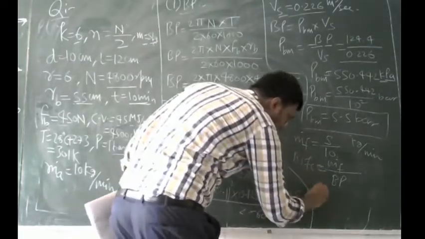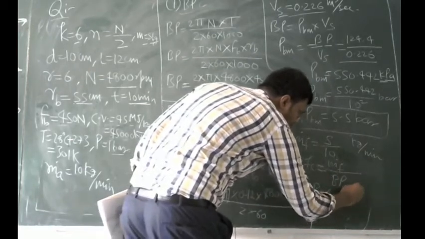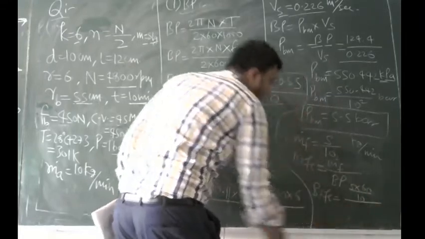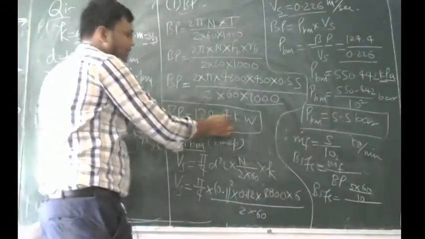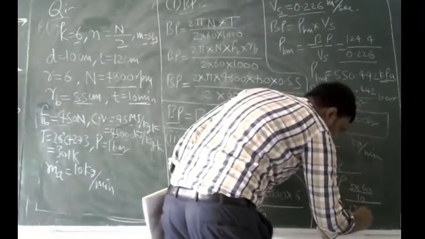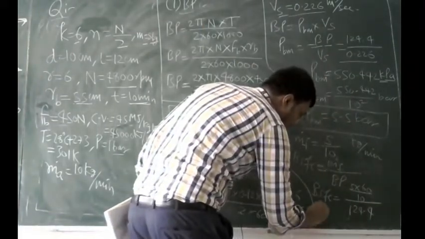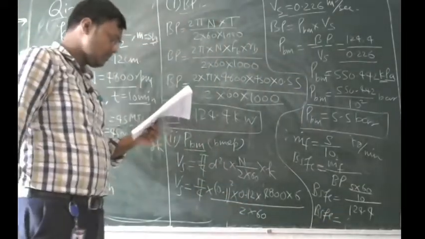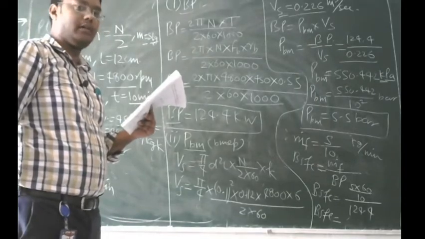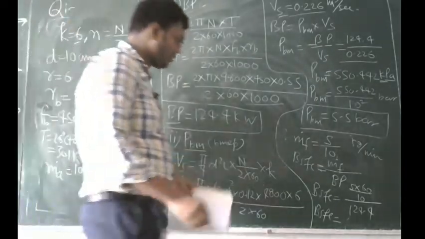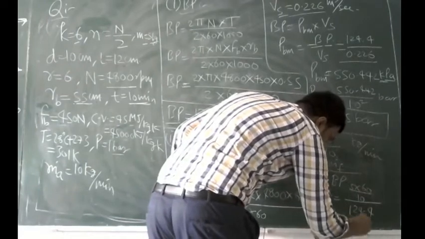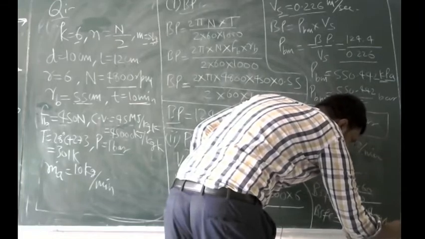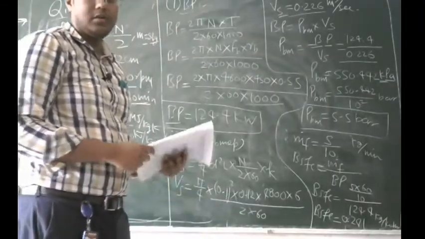So BSFC is equal to 5 into 60 by 10, divided by the brake power. Brake power is 124.4. Now we get the answer: BSFC comes out equal to 0.241 kilogram per kilowatt hour.